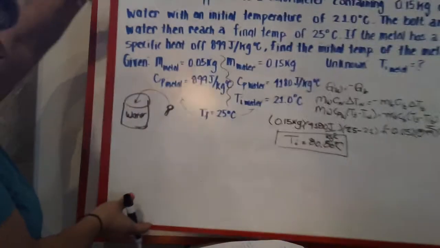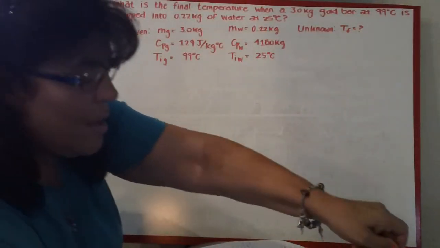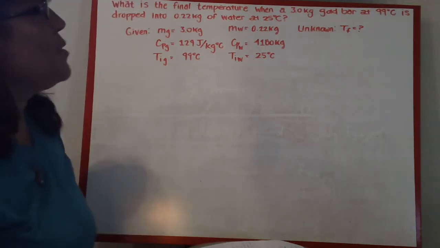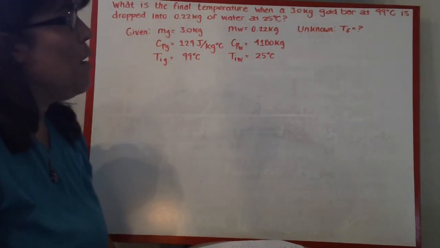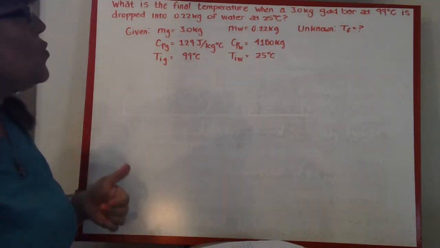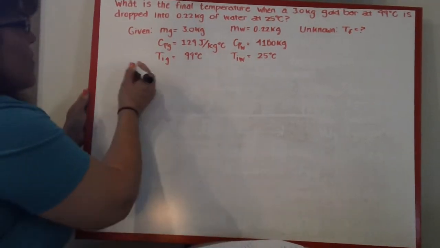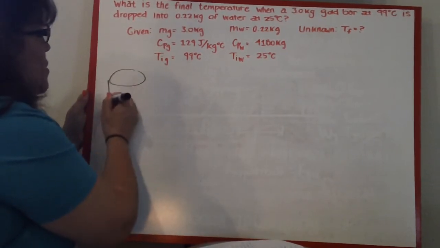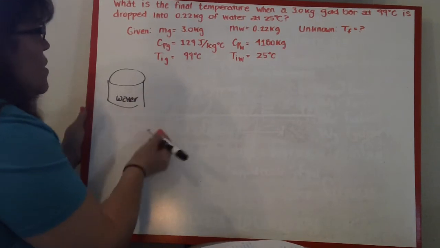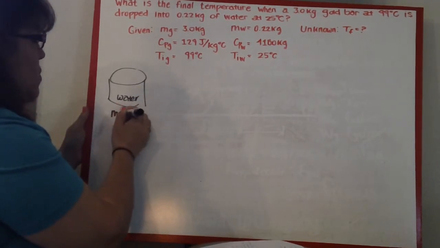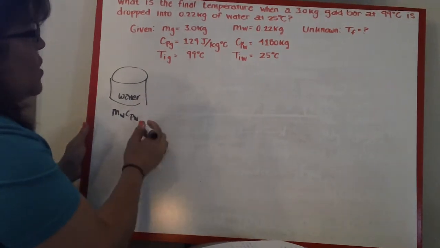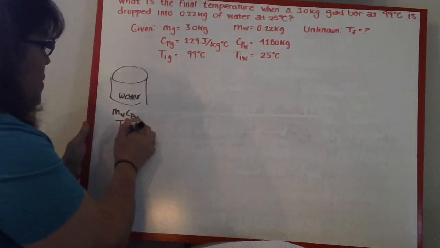Okay, let's try one more problem. What is the final temperature when 3 kilograms of a gold bar at 99 degrees Celsius is dropped into 0.22 kilograms of water at 25 degrees Celsius? So here's our calorimeter, and it's just filled with water. So we have the mass of the water, we know the CP of the water, and we also know the initial temperature of the water.